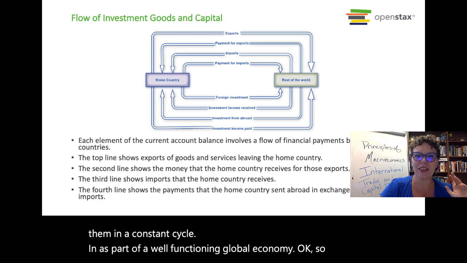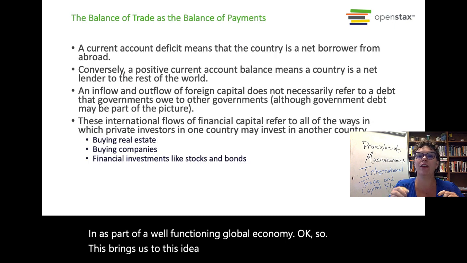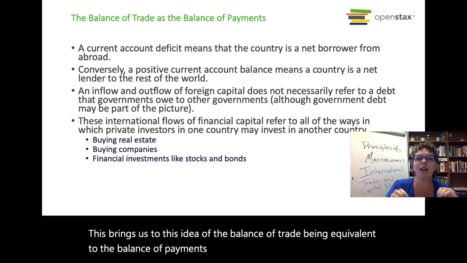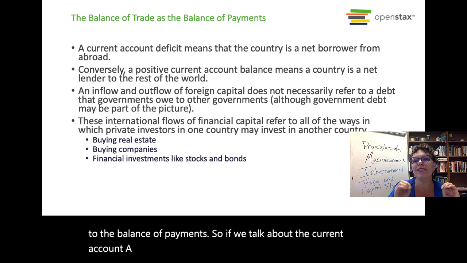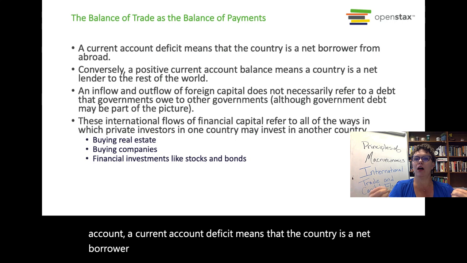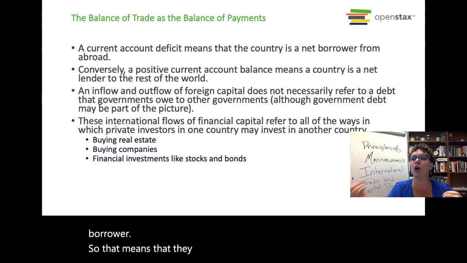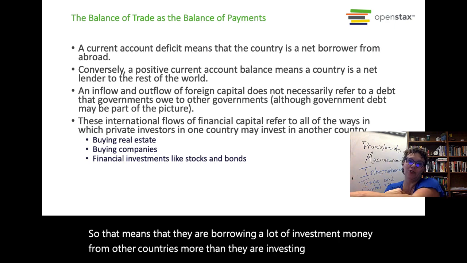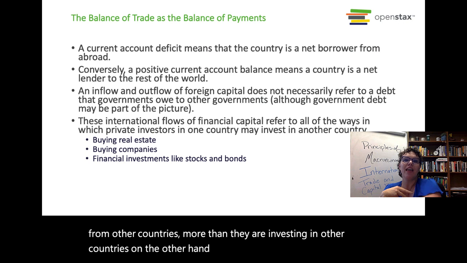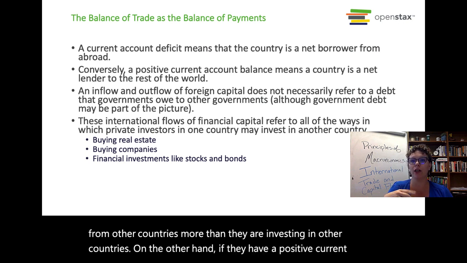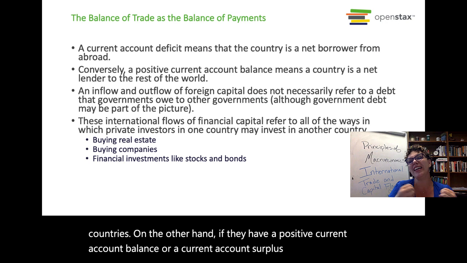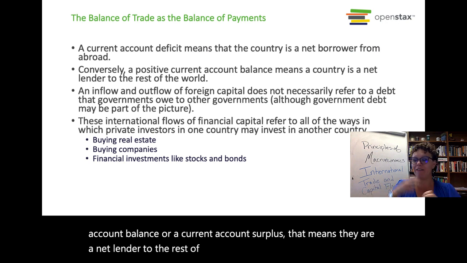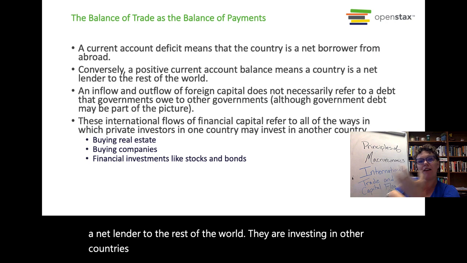So this brings us to this idea of the balance of trade being equivalent to the balance of payments. So if we talk about the current account, a current account deficit means that the country is a net borrower. So that means that they are borrowing a lot of investment money from other countries, more than they are investing in other countries. On the other hand, if they have a positive current account balance or a current account surplus, that means they are a net lender to the rest of the world. They are investing in other countries and receiving a lot of that investment money.